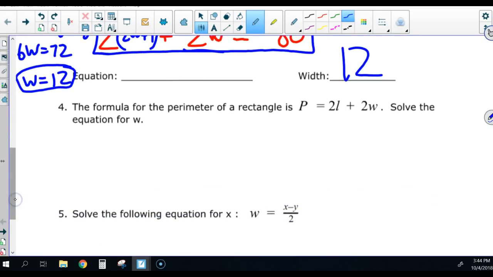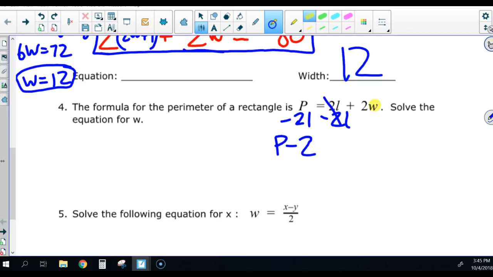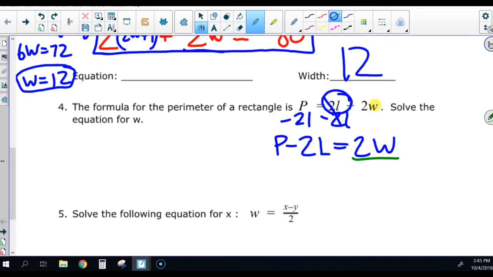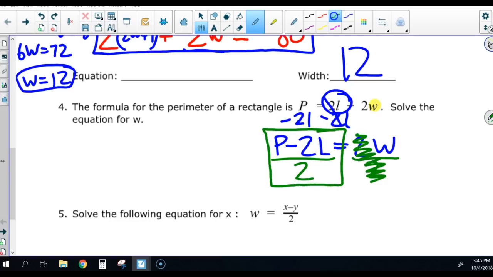Number 4, formula for perimeter. In case you didn't know it from the previous problem, P equals 2L plus 2W, solve for W. Get the W by itself. Well, start by subtracting 2L. We have P minus 2L equals 2W. This 2L was added to my W, so I need to minus it to get rid of it. Next, I have a 2 that is multiplied to my W, unmultiply, or divide by 2. And there is my width, right there. P minus 2L over 2.